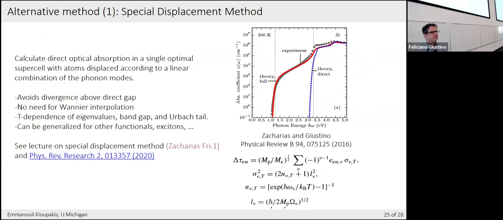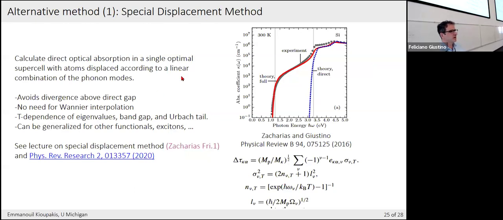All right, and before I conclude, I want to just barely introduce two alternative methods that you will learn in this school about how to calculate optical properties that go beyond this second-order perturbation theory and in fact overcome many of its limitations. The first method is by Dr. Mario Zacharias, and this is the special displacement method.